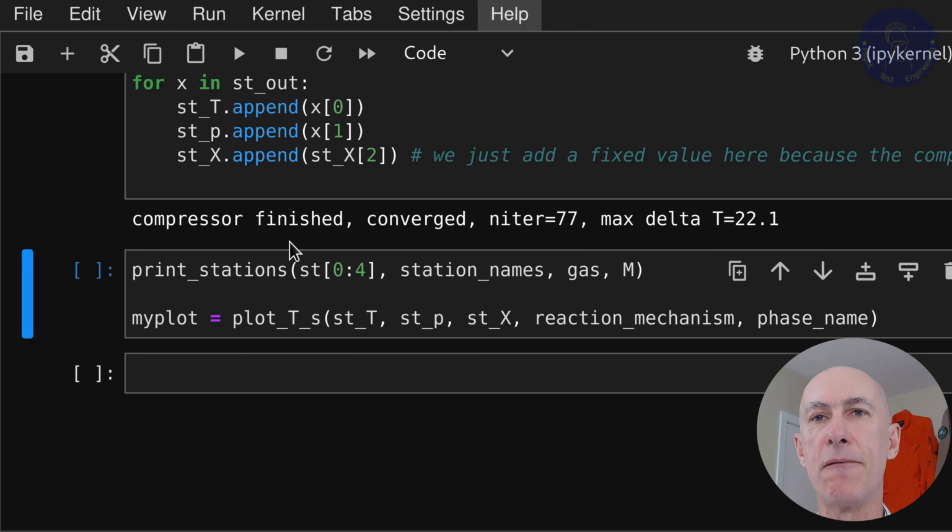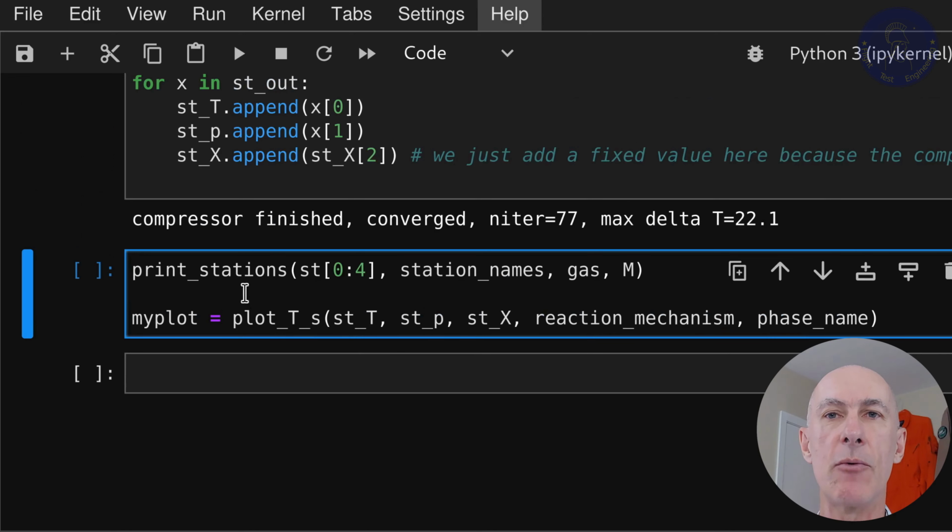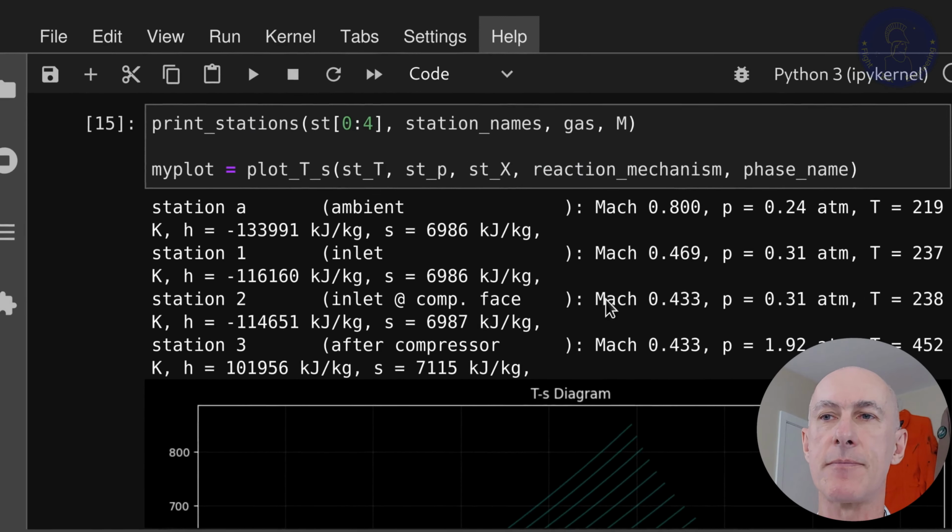So we can see that the compressor finished, it converged and used 77 iterations, and the maximum delta T between stages was 22.1 Kelvin. So this is pretty good. You see, it's not linear. We had to bring in the pressure quite a lot to the front in order to achieve a maximum delta T that is reasonable between all of the stages. So now the last stage that we have here on our code is that we can print out the stations and also create our graph with the data that we just got. So let's see what we get.